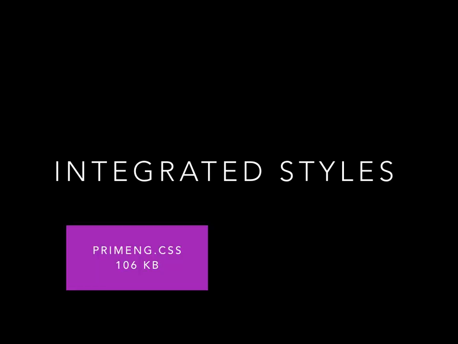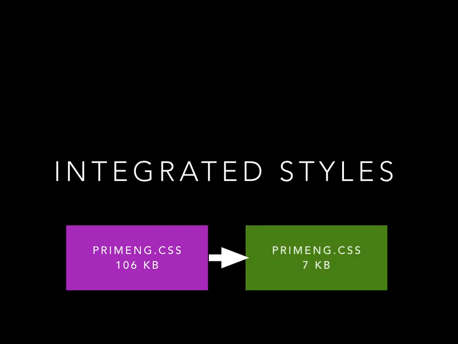And now we are going to fix that with the integrated styles. When you use the component, Angular will dynamically load the style. So if you're just going to use the table, you won't be getting the styles of, let's say, slider or spinner. Currently, PrimeNG CSS is about 100 kilobytes, and our initial tests show that when we apply this change, it will be about 7 kilobytes, and it will just have core stuff, so it's minimal CSS.